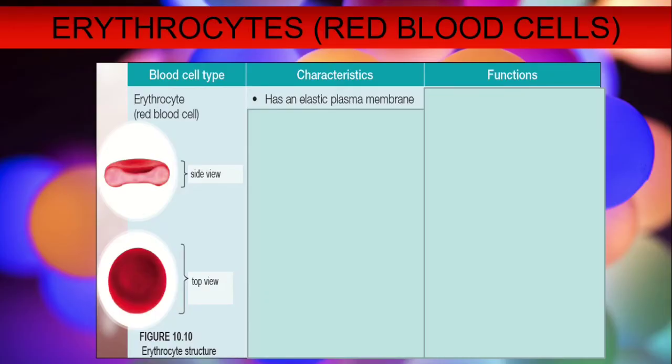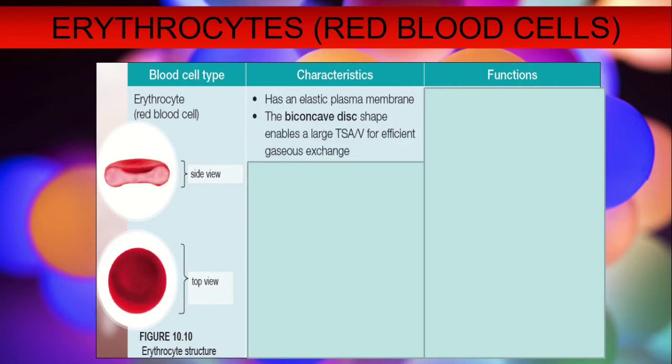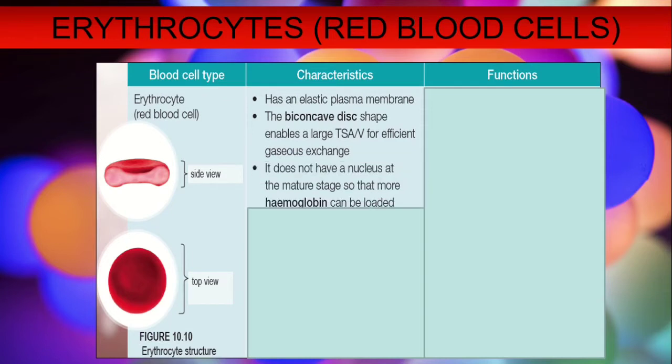This is the structure of the erythrocyte, or red blood cell. The characteristic is an elastic plasma membrane. The shape is a biconcave disc, which enables a large total surface area to volume for efficient gas exchange. It does not have a nucleus at the mature stage, so that it can load more hemoglobin into it.